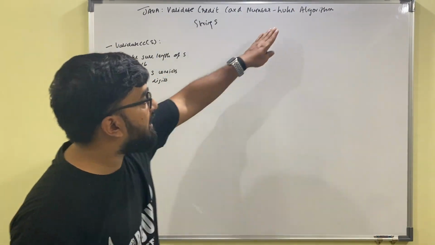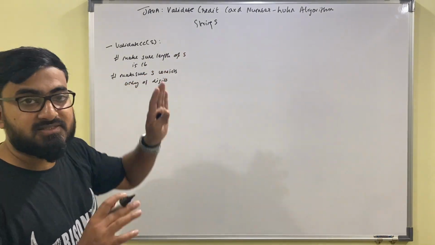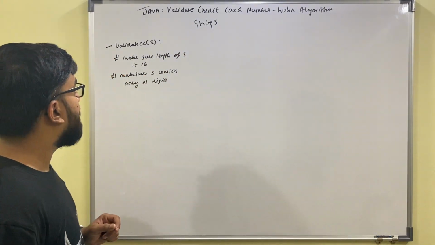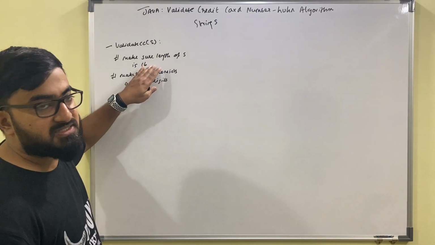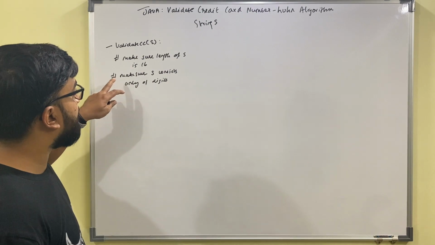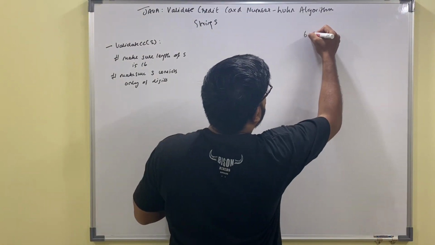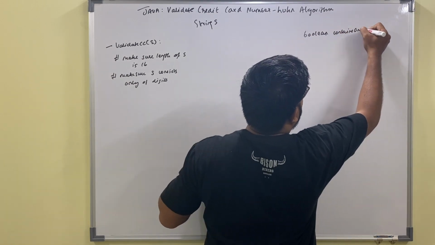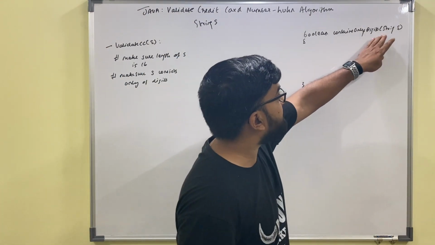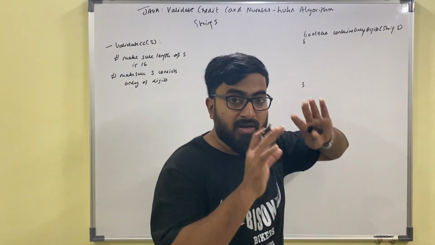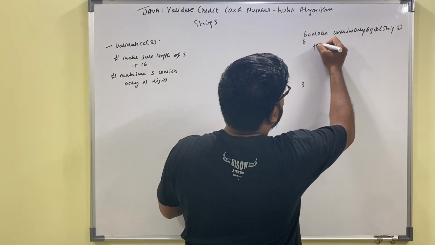Because this algorithm is defined for a 16-digit number, we have to make sure that the string is 16 digits only. I can use the dot length of S to check if the length is 16 or not. I need to write a helper method to check if it consists only of digits. So I say boolean containsOnlyDigits, string S. This method takes a string S and returns true if S is only made up of digits, otherwise it returns false. To check that, we iterate the string.